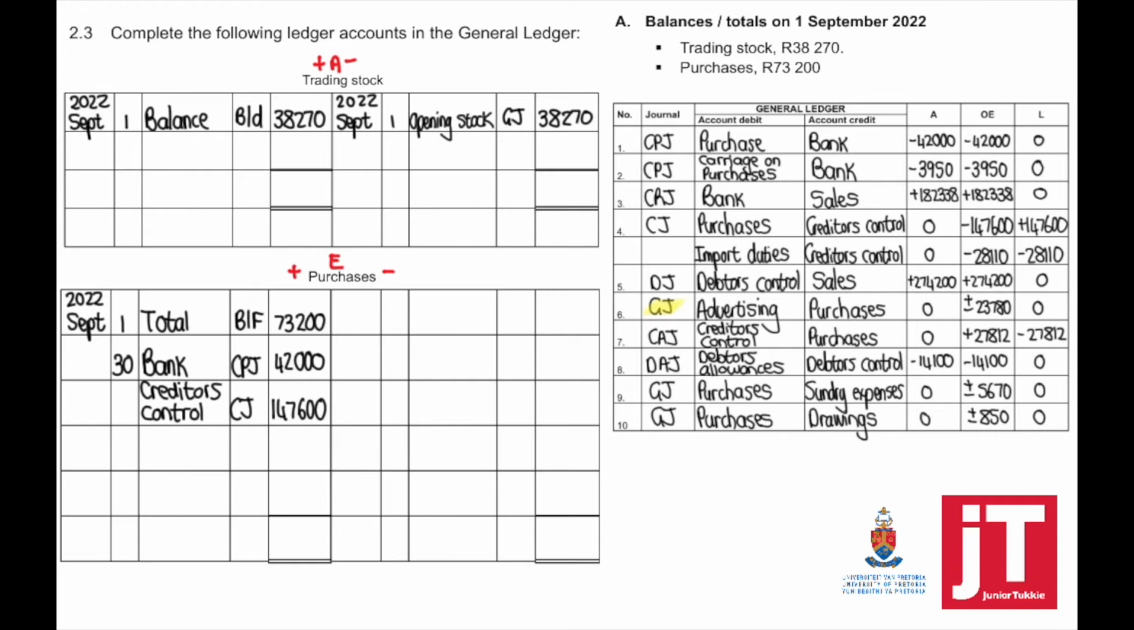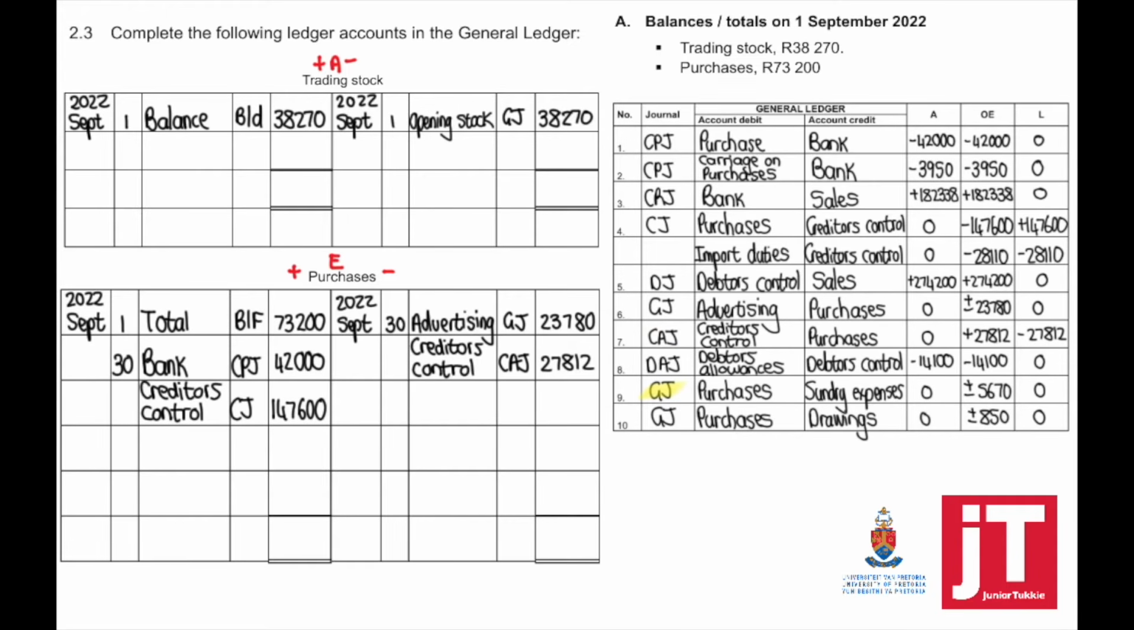Then transaction number 6, from the general journal, trading stock was taken for promotions, for advertising, which means that my advertising account is going to be debited, and the purchases account credited with 23,780. On day 7, goods were returned to the supplier, which means from the creditor's allowance journal, my details is creditor's control, and the amount 27,812.